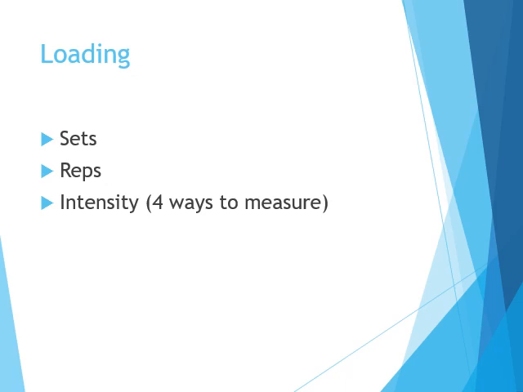Now, classically, a lot of times the way people measure intensity is through percentages of 1 repetition max when they're trying to tell you how hard to work at an exercise. For instance, many times they'll say do 3 sets of 10 with 65% of your 1 repetition max. So you'd be taking 65% of what your 1 repetition max of the exercise would be, and you do your 3 sets of 10 with that. Okay, that's one way of doing that.